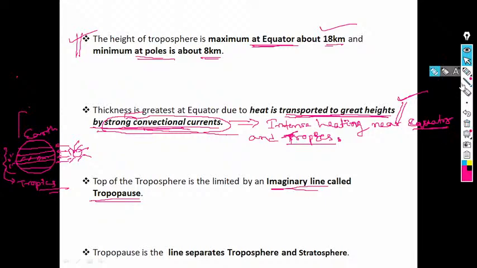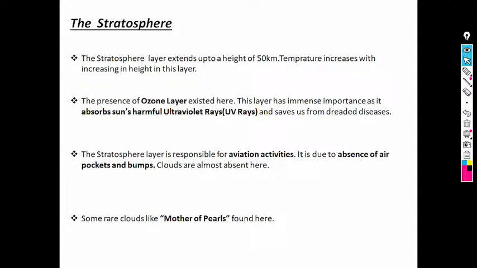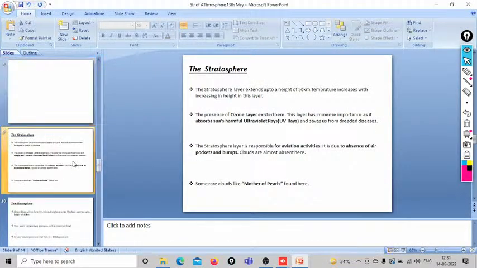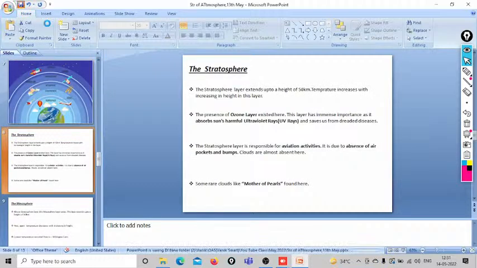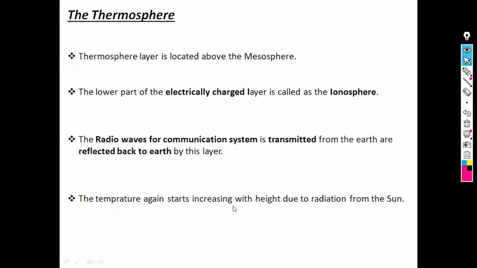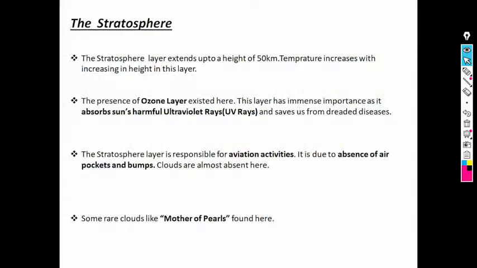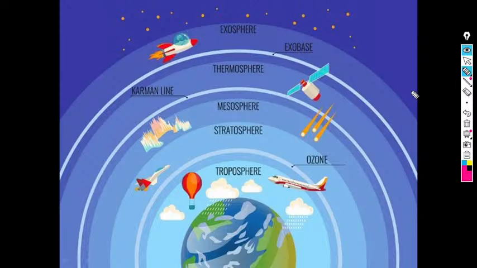Now, see here. Then your stratosphere. Troposphere is here, then your stratosphere, then mesosphere, then thermosphere, then exosphere. Here it is the stratosphere, and an aircraft flies here.